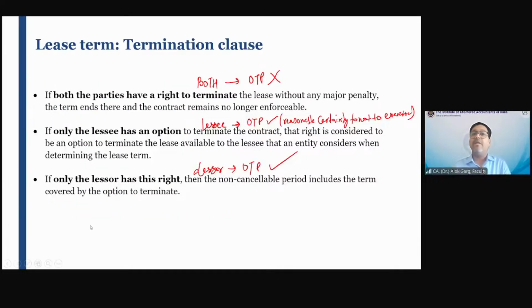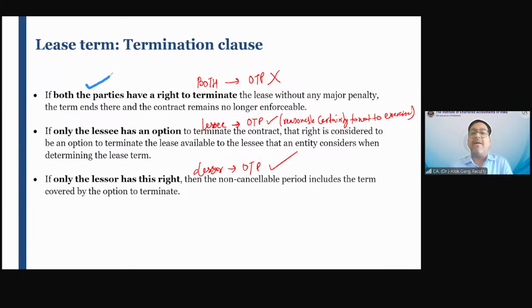Yes. So if there is a termination clause, then whether the termination clause has to be considered in the lease term or not. For example, if both the parties have a right to terminate, so you must have seen in the contract that lessor and lessee both can terminate the contract by giving a 1 month notice. Have you seen that clause? Have you heard that clause? Yes, sir. है ना, सुना होगा ना आपने?